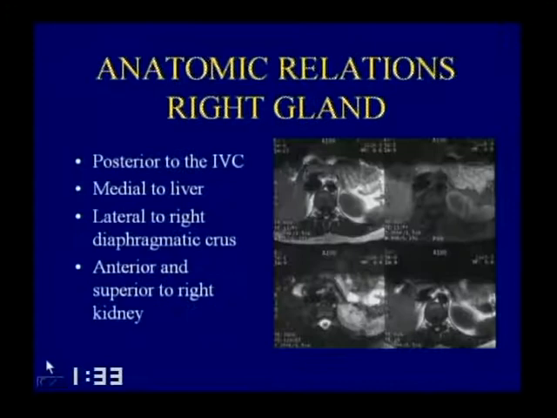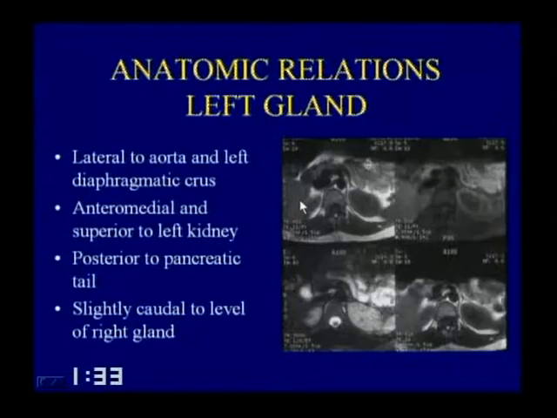Anatomic relations are important when looking for the glands. For the right adrenal gland, it should be posterior to the IVC. Here's the gland, here's the IVC, medial to the liver, lateral to the crus, anterior and superior to the right kidney. For the left gland, you're looking for it to lie lateral to the aorta and the crus, anterior and supermedial to the kidney, behind the pancreatic tail, and a little caudal relative to the contralateral gland.